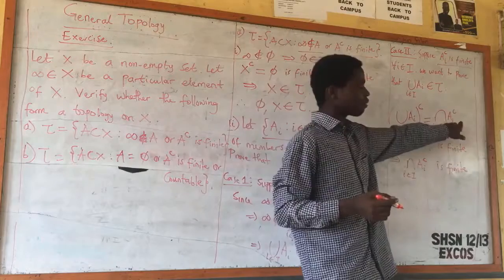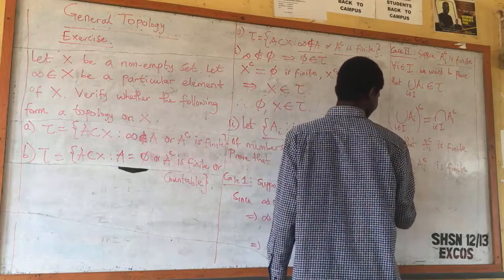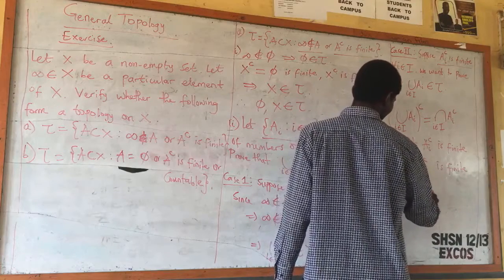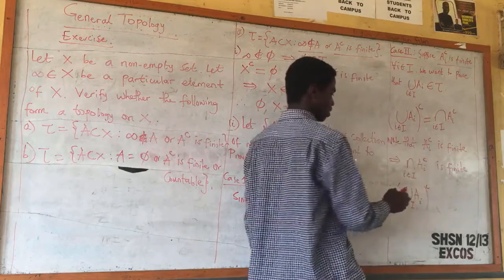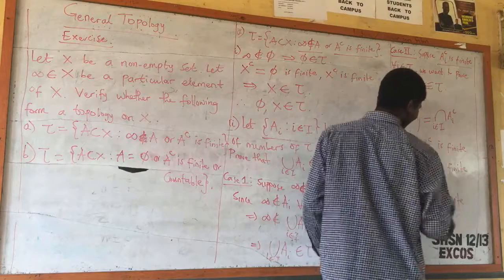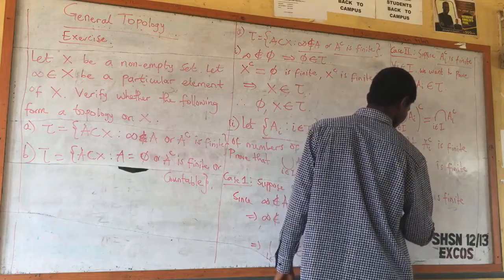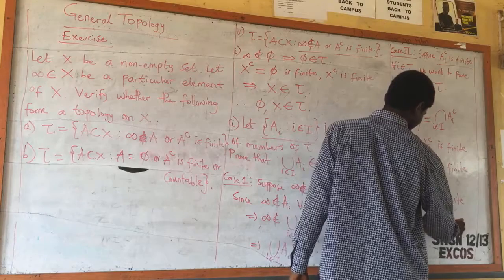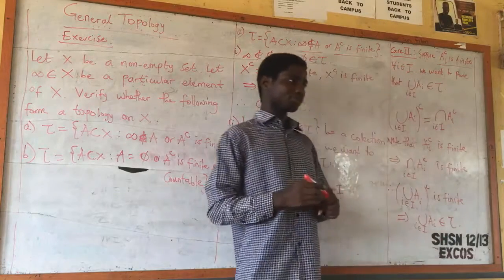So because the intersection of all these ones is finite, what does that mean? It means that therefore the complement of the union of all these AI is finite. And if it is finite, what does that mean? It means that the union of I in I of AI is an element of the topology.